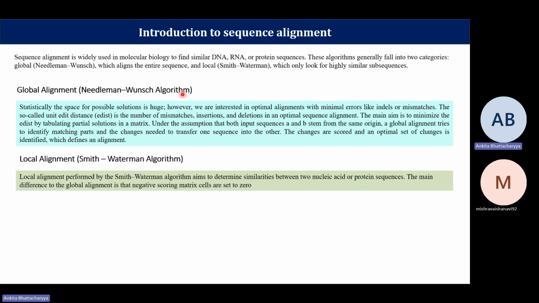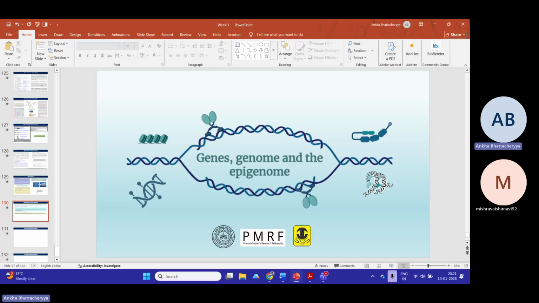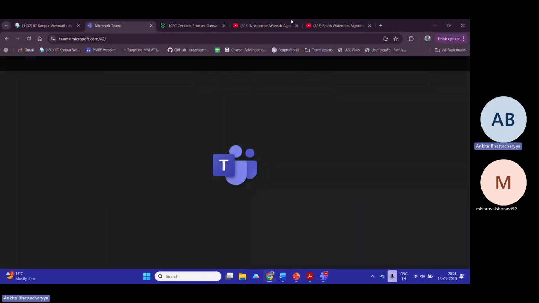You try to minimize the distance, which means you try to minimize the number of mismatches, insertions, and deletions in an optimal sequence alignment. And how do you do that? You tabulate partial alignment scores in a matrix, and then you come to a conclusion. The other strategy is local alignment, whereby you take two nucleic acid or two protein sequences, and the only difference is that negative scoring matrix cells are set to 0. Now, you might not have understood a lot from here, but we will look at these videos.